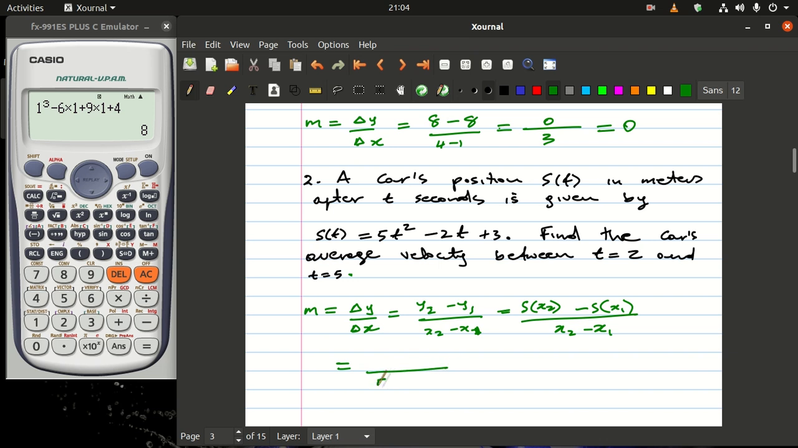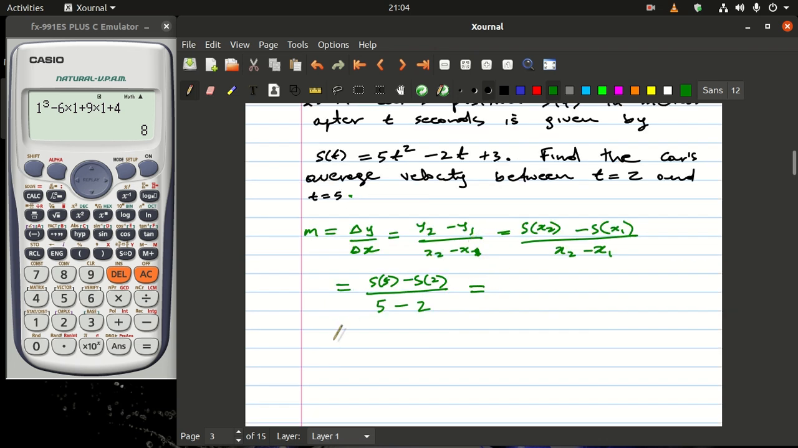So we're going to have a 5 minus, and then our x1 is going to be a 2, and then inside here, I will have s of 5 minus s of 2. Of course, you go to the function here and plug in and see what you are getting. So first of all, I want us to find s of 5.